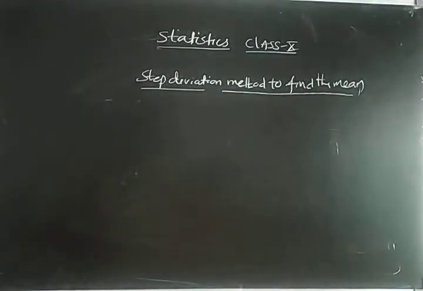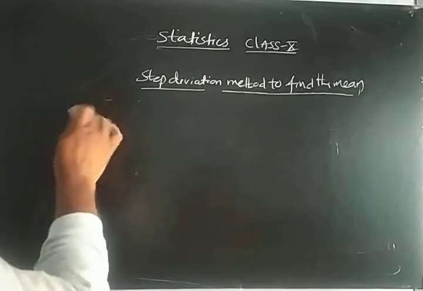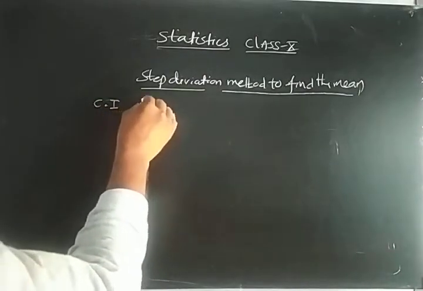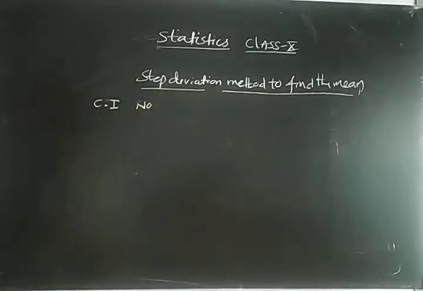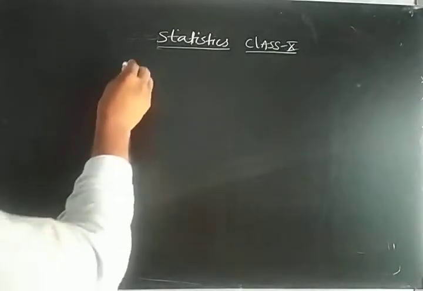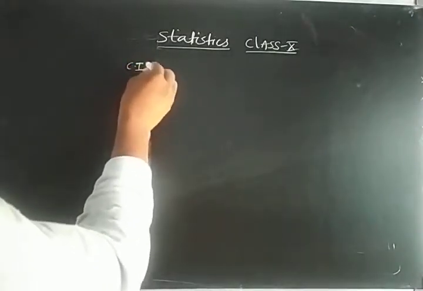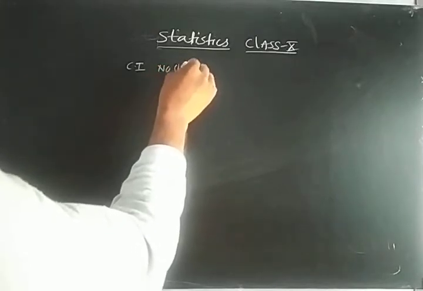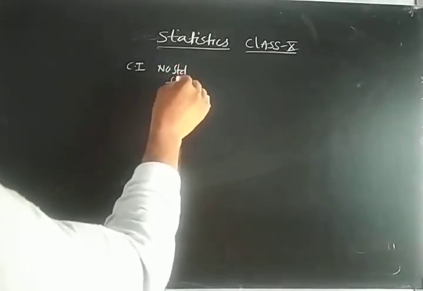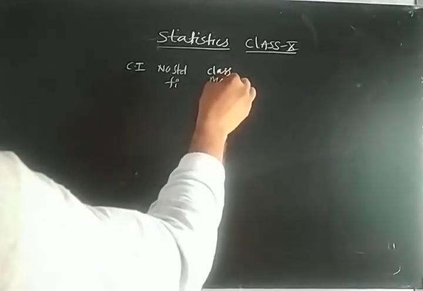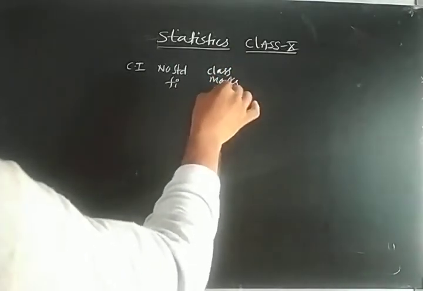So what is the problem? We have given class intervals and the number of students, which is denoted by fi. What is the previous problem? Class intervals, next number of students, that is denoted by fi, next class marks. Class marks is denoted by xi.